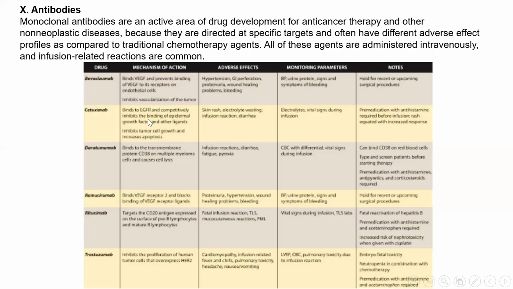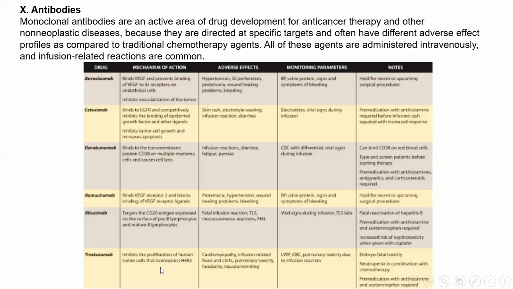Cetuximab targets a different target. This one works on EGFR, the epidermal growth factor receptor, and it is a competitive inhibitor for epidermal growth factors and prevents growth of the tumor, inducing apoptosis. So it is just a direct competitive inhibitor of epidermal growth factors, causing shrinking in the size of the tumor and inducing apoptosis in the cancer cells. And the side effects, this drug could induce acne-like rash, electrolyte wasting, infusion reaction, and finally diarrhea.